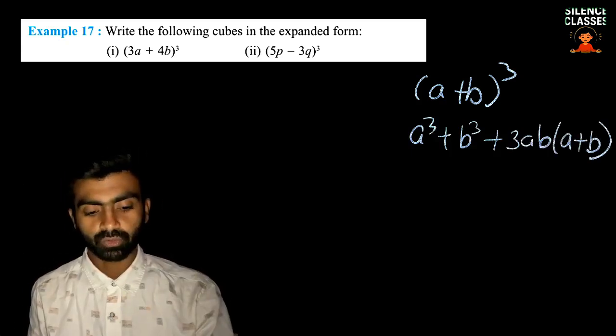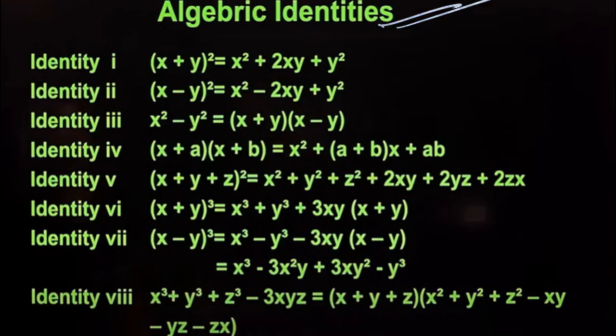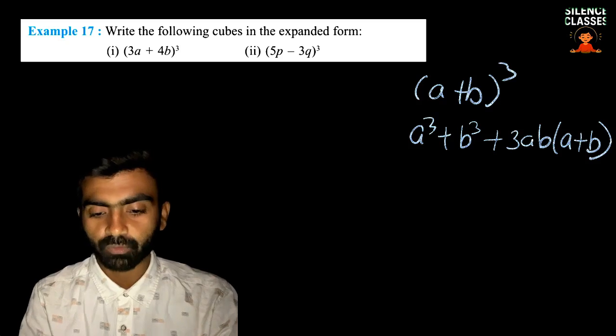Okay, I'll show you which one we are using. We are using this one, x plus y whole cube: x cube plus y cube plus 3xy (x plus y). You have to remember the identities that we are using. Variables can be written in the form of a, b, c, or x, y, z, any variable can be written. So we have to put in this particular formula.